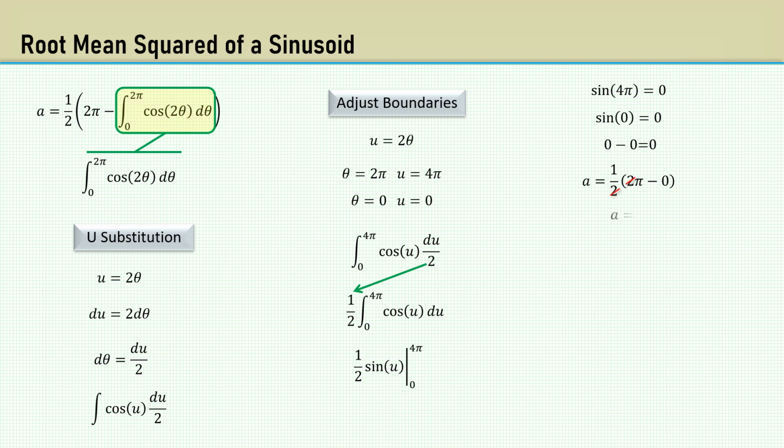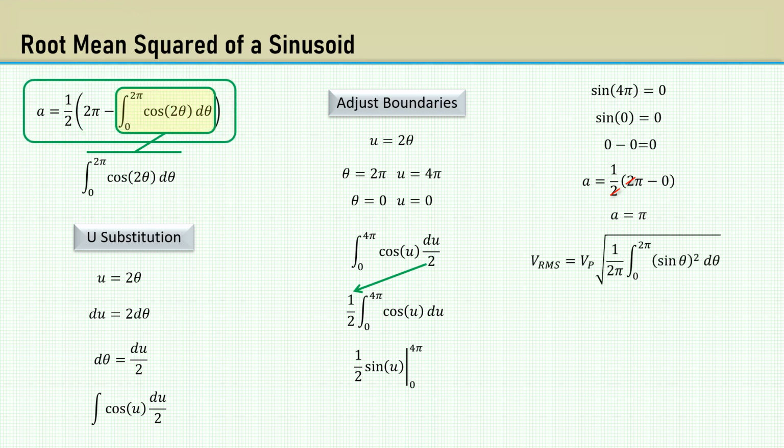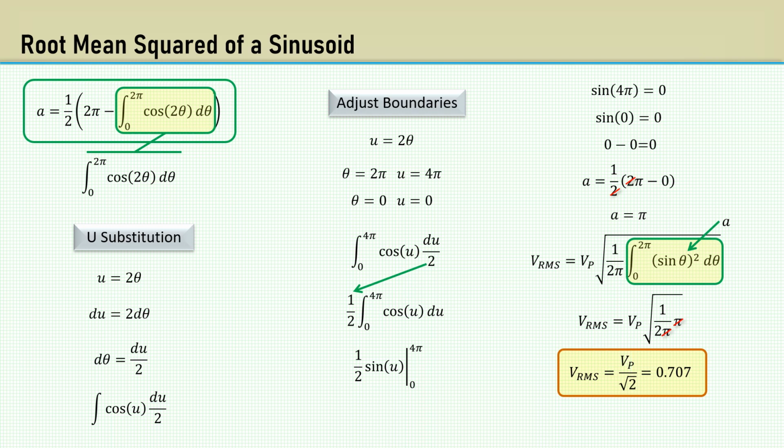The 2's cancel, and A is equal to pi. Recall our equation for VRMS, replacing the integral part we call A, which is pi. The pi's cancel, and the RMS voltage is the peak voltage divided by the square root of 2, or 0.707.